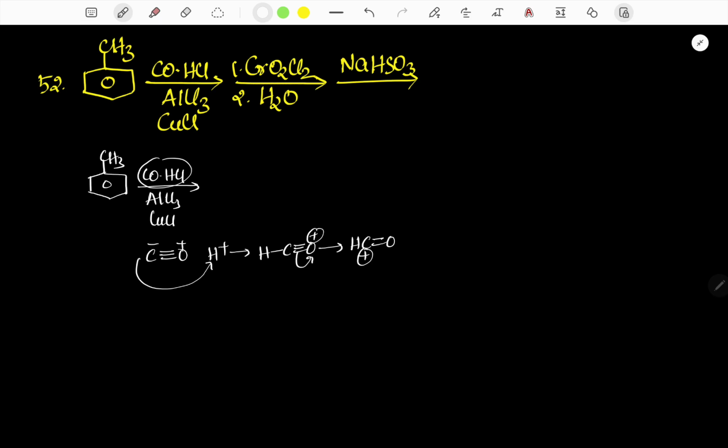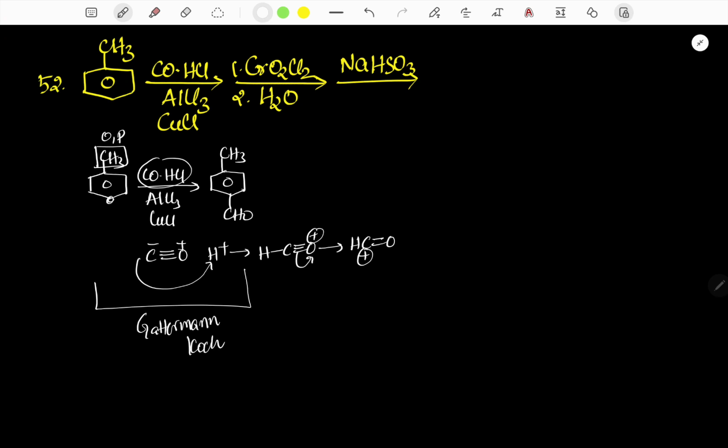So this electrophile attacks the aromatic compound. Since it is an ortho-para directing group, the electrophile attacks at ortho and para positions, and majorly at the para position. So para position CHO. This reaction is known as Gattermann-Koch reaction. Now it is treated with CrO2Cl2 and hydrolysis. So this reaction is the Etard reaction.